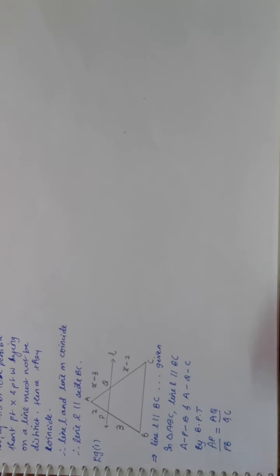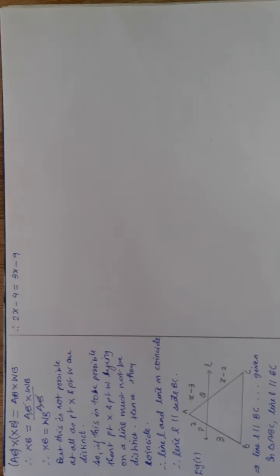Okay, since both are proportional, we will take LCM and solve, or the easiest way is by cross multiplication. So when you cross multiply, you get 2 multiplied with this, that is this multiplies here, so you will get 2x minus 4 is equal to 3 multiplied to x, 3x minus 9. Okay, so we get this as 2x minus 4 is equal to 3x minus 9.